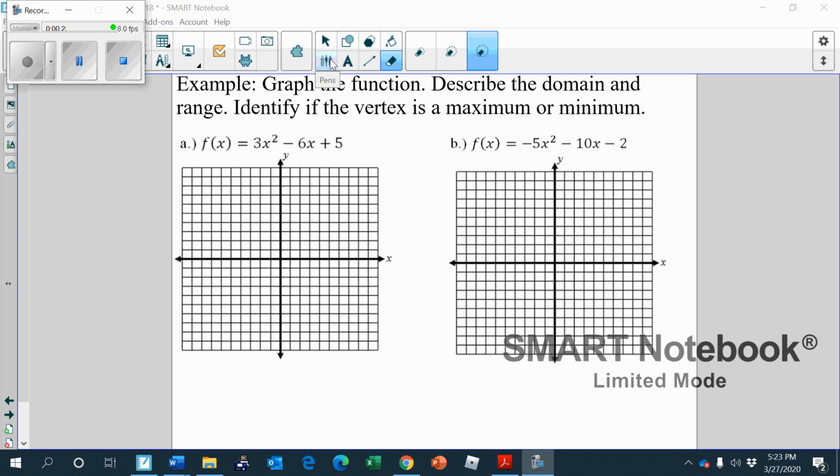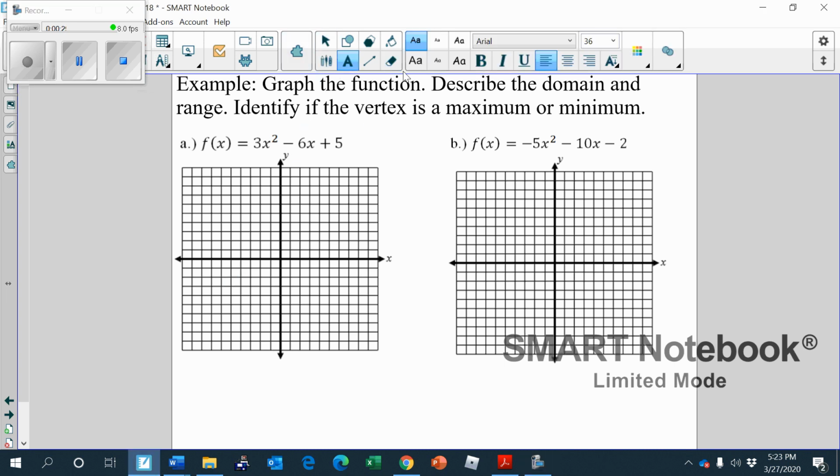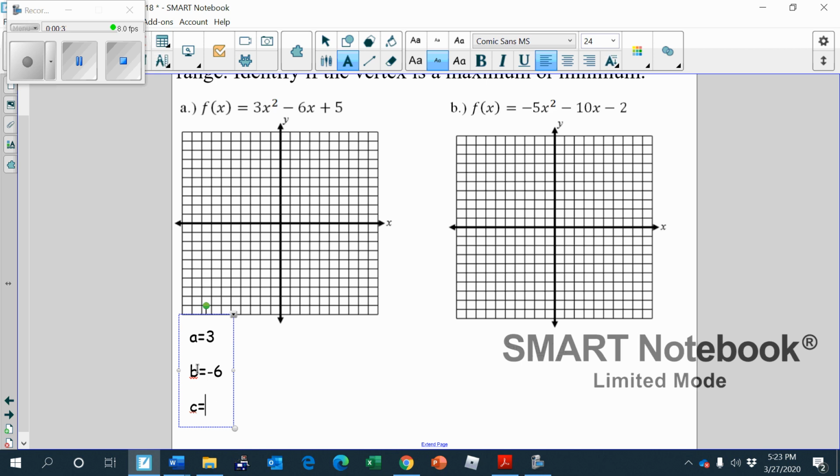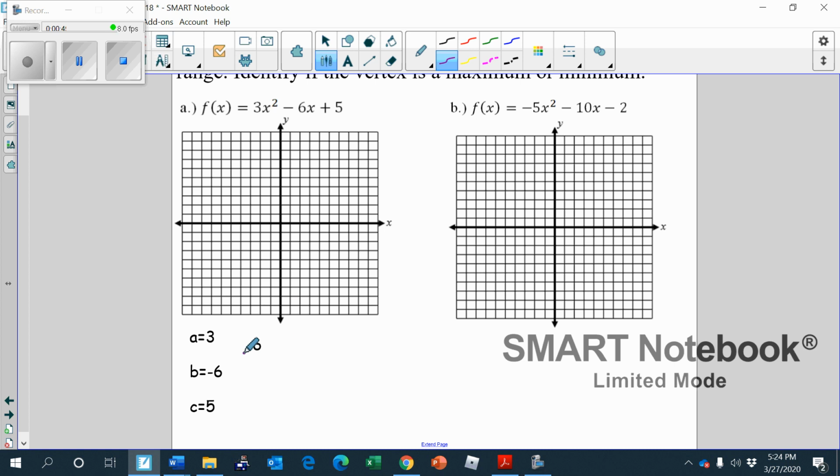Okay, so let's look at example A. I'm going to try and type this. I feel like maybe that could be a little bit better. Okay, so we know that A is 3, B is -6, and C is 5. So then we're going to do our opposite B. So opposite of B is 6 divided by 2 times A.